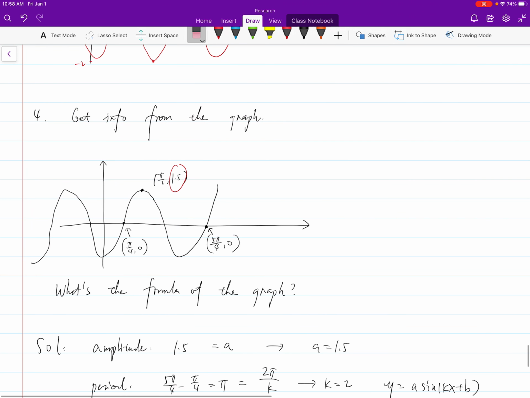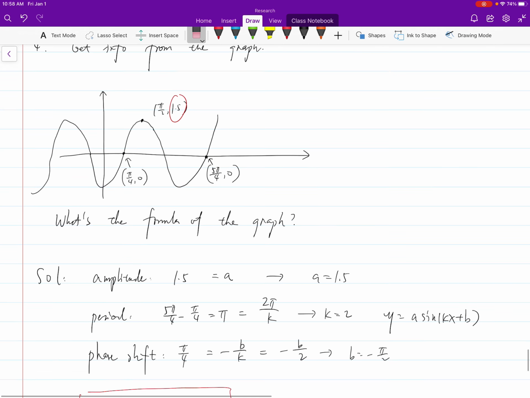Alright? That's all for the graph of sine and cosine. Try some examples.